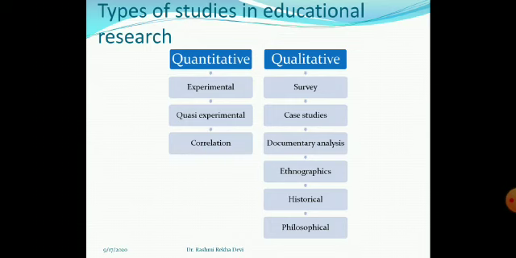Fine. Last one is philosophical research. Philosophical research studies in education can be taken up under historical research only. Now philosophical research is the study of metaphysics, okay, the study of any kind of philosophy, Kantian philosophy, Vedic philosophy, Vivekananda philosophy, etc. So these are the different types of educational research.